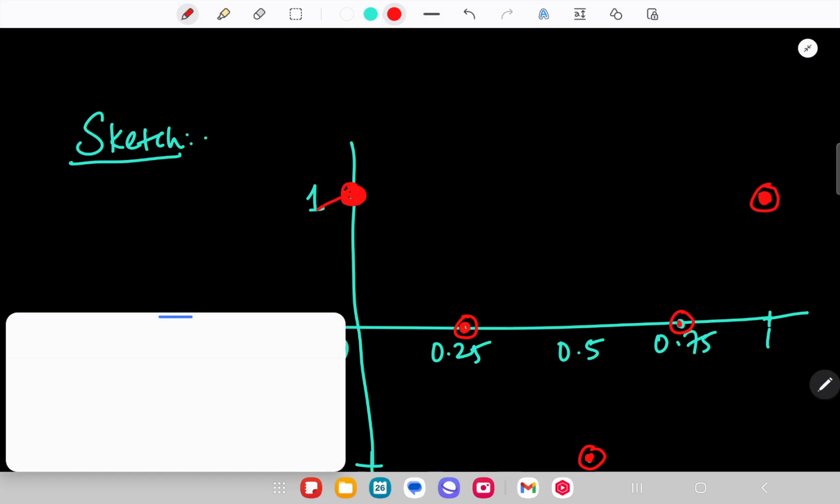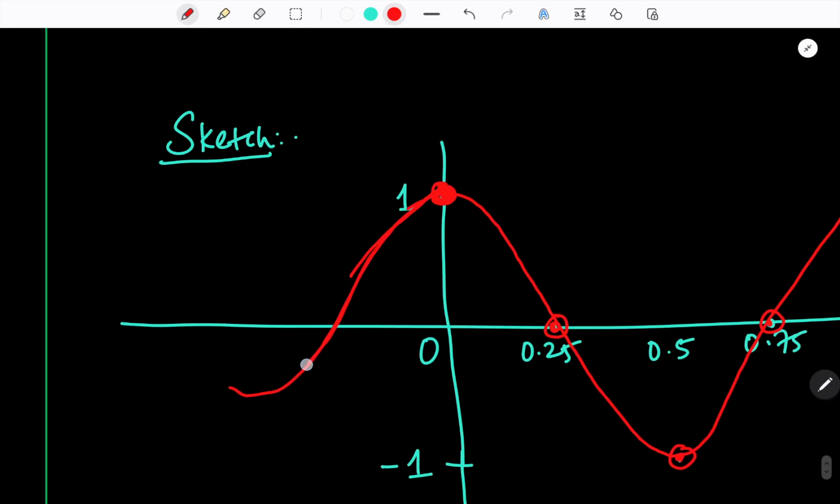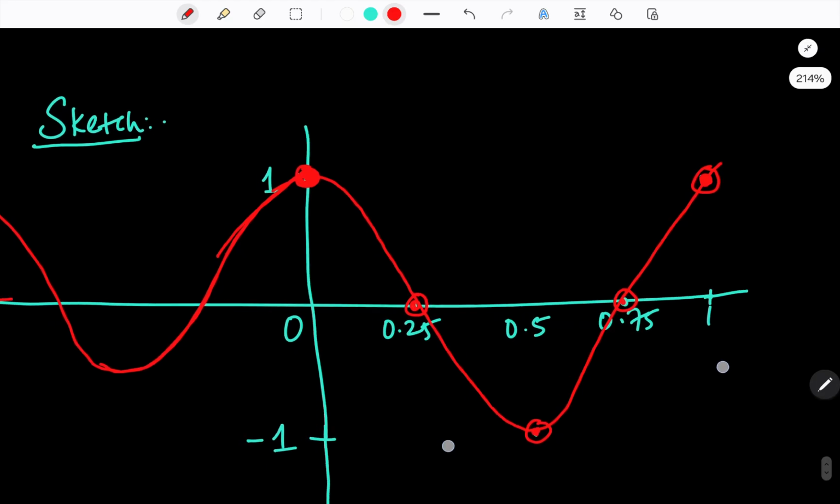So wait a minute. Sorry, what happened? Okay, so let me draw this one. Okay, and just extend this pattern here also. Let me move here, let me extend this pattern. This has one full period. Okay, I cannot move from here. Okay, so this is the graph.